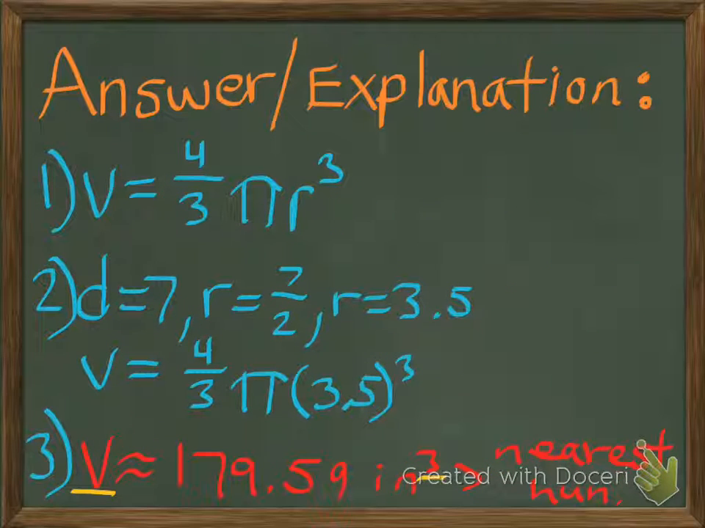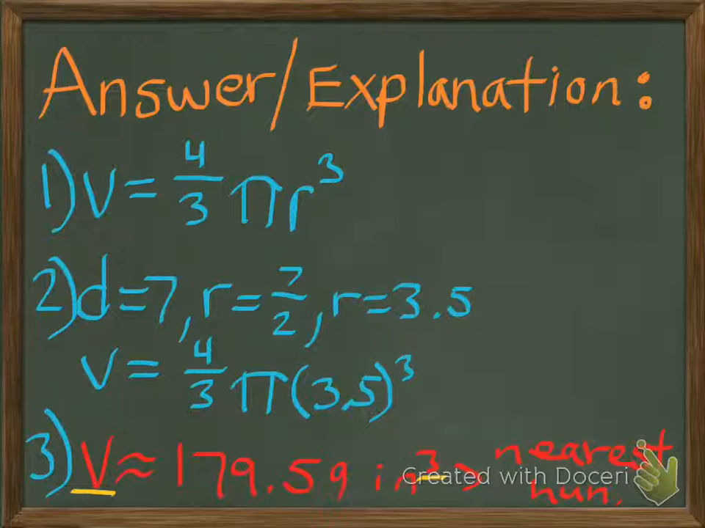Okay, so this is the answer to the guided example. First, you have to write down the formula, which is volume equals 4/3 pi r cubed. So we know that the diameter equals 7. The radius equals the diameter divided by 2, so the radius is 7 divided by 2. When you work that out, the radius equals 3.5 inches.